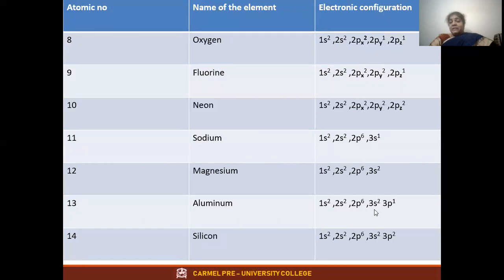The next level after 3s is 3p. So it will be 3p1. In 3p, I can keep on adding 6 electrons, which means I'll get 6 elements for 3p. 3p1 you have for aluminium. For silicon: 1s2, 2s2, 2p6, 3s2, 3p2. The second electron will go to 3p2. Now here, students, I have written 14 elements. The remaining elements you can write on your own.